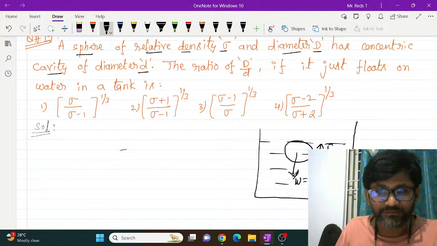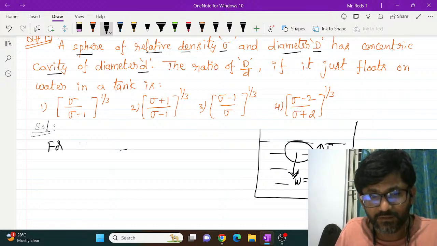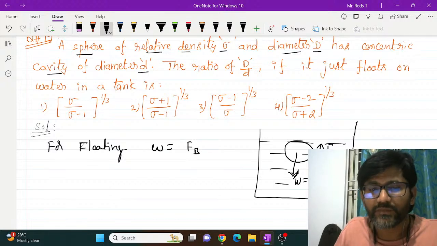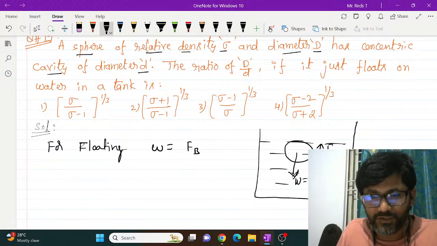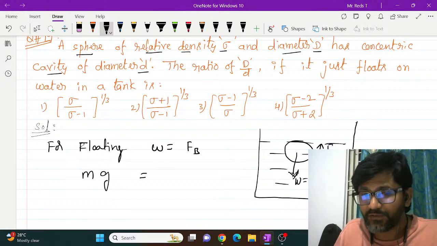So here, from the laws of flotation, for floating, weight should be equal to upthrust, the buoyant force. Where what is weight? M into g. Weight is the mass of the object into g. It should be equal to buoyant force.